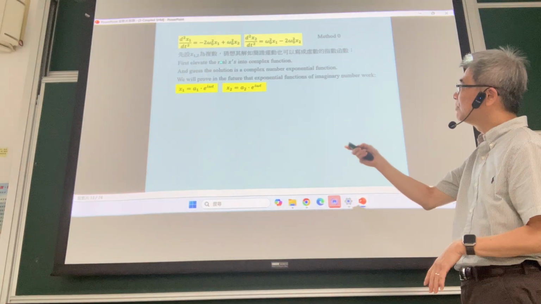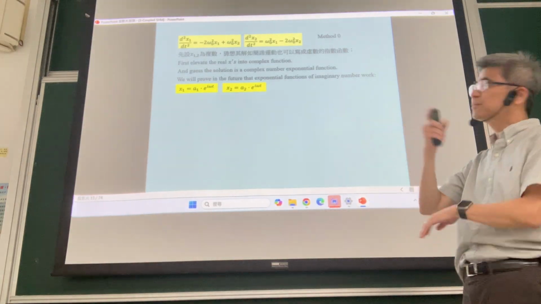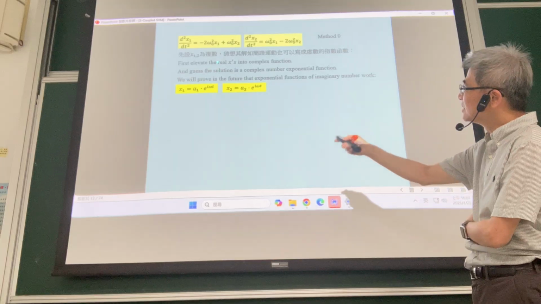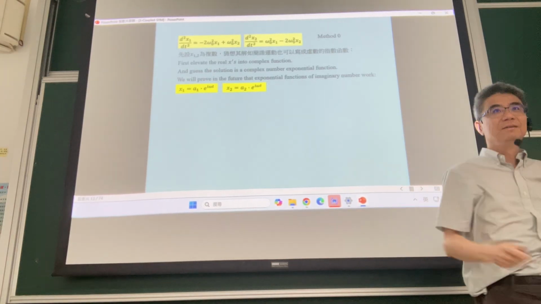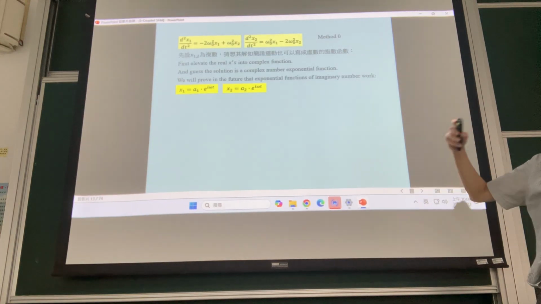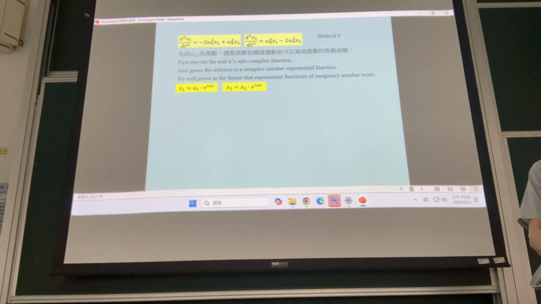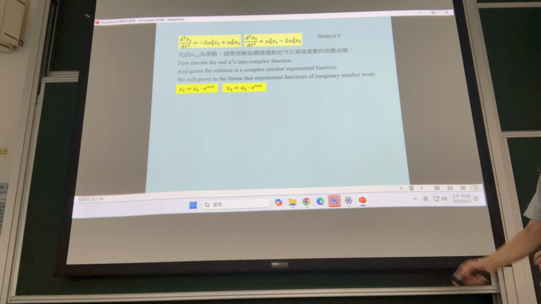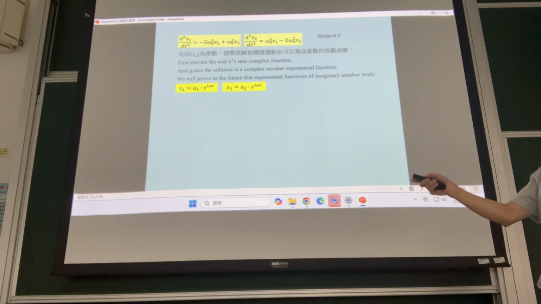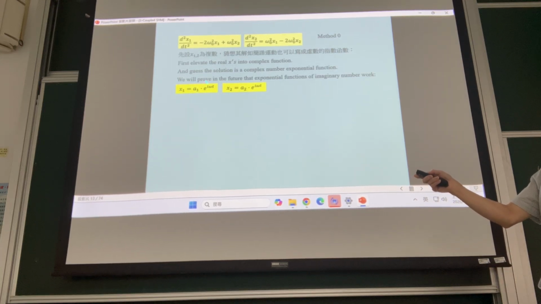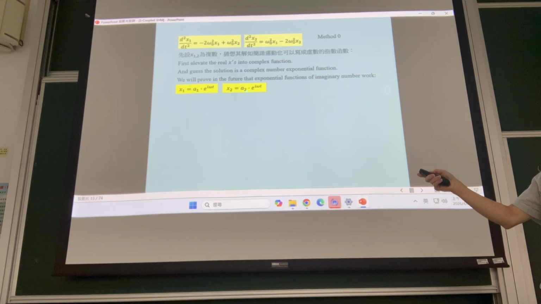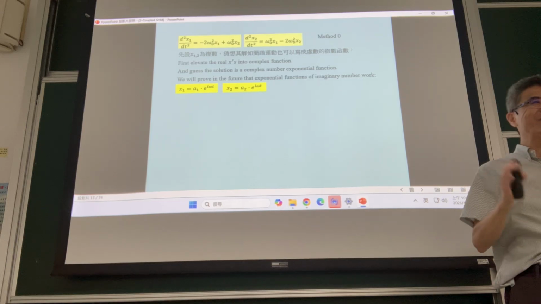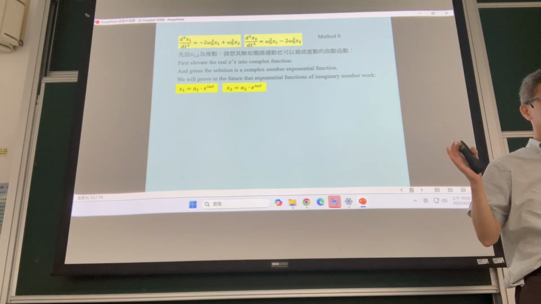So first, elevate the x into complex functions. And I guess the solution is a complex exponential function, just like in our exam or in our discussion for the last couple of weeks. So I will assume that x1 is equal to a1 exponential i omega t, x2 equal to a2, another constant, times exponential i omega t. Is that okay with everybody? It's a guess.